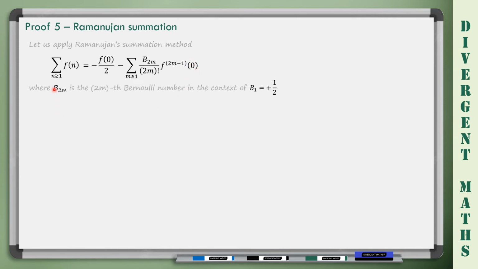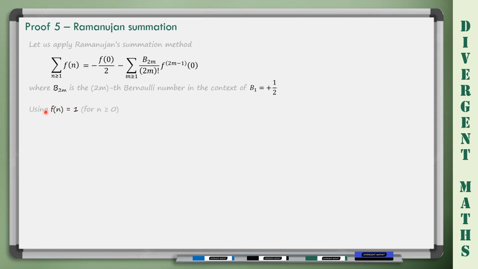Where, like I said, B sub 2m is actually the 2m plus 1 Bernoulli number, because we start to number them at B0, so strictly speaking it's the 2m plus 1 Bernoulli number. In a context where you use Bernoulli numbers, always keep in mind which context you are in, whether B1 equals +1/2 or -1/2. It's important. So in that case we are in a context of B1 equal +1/2.